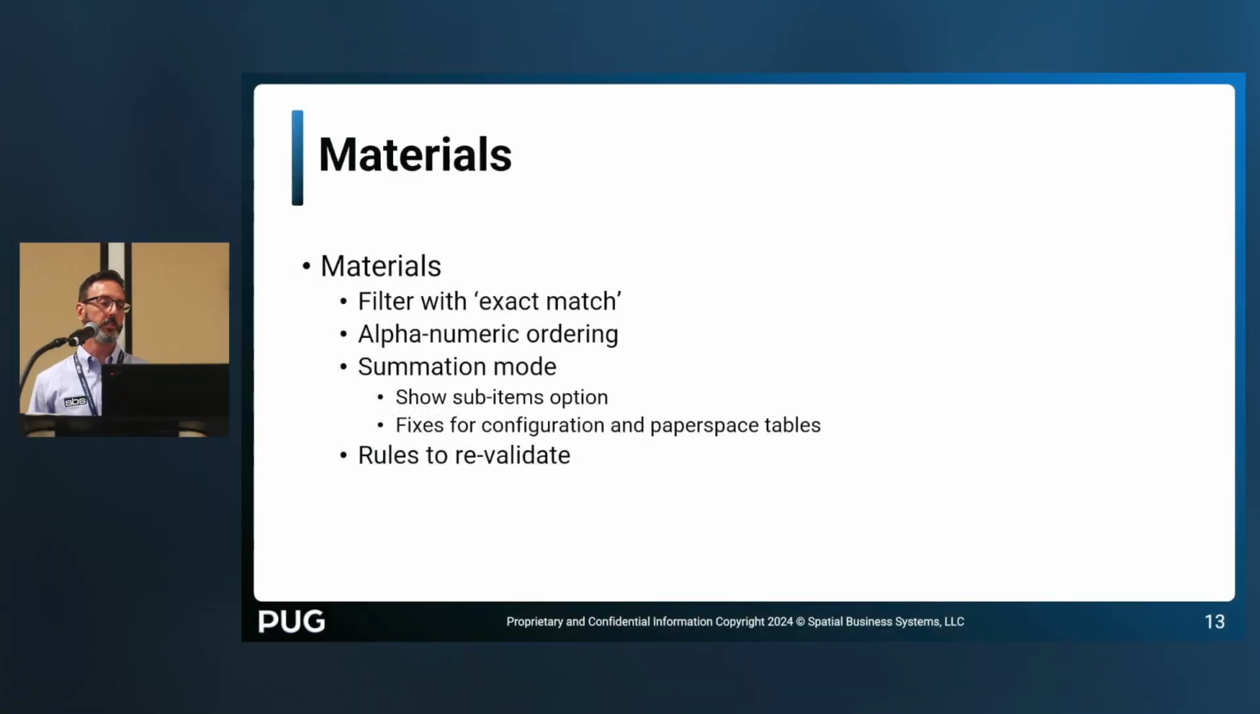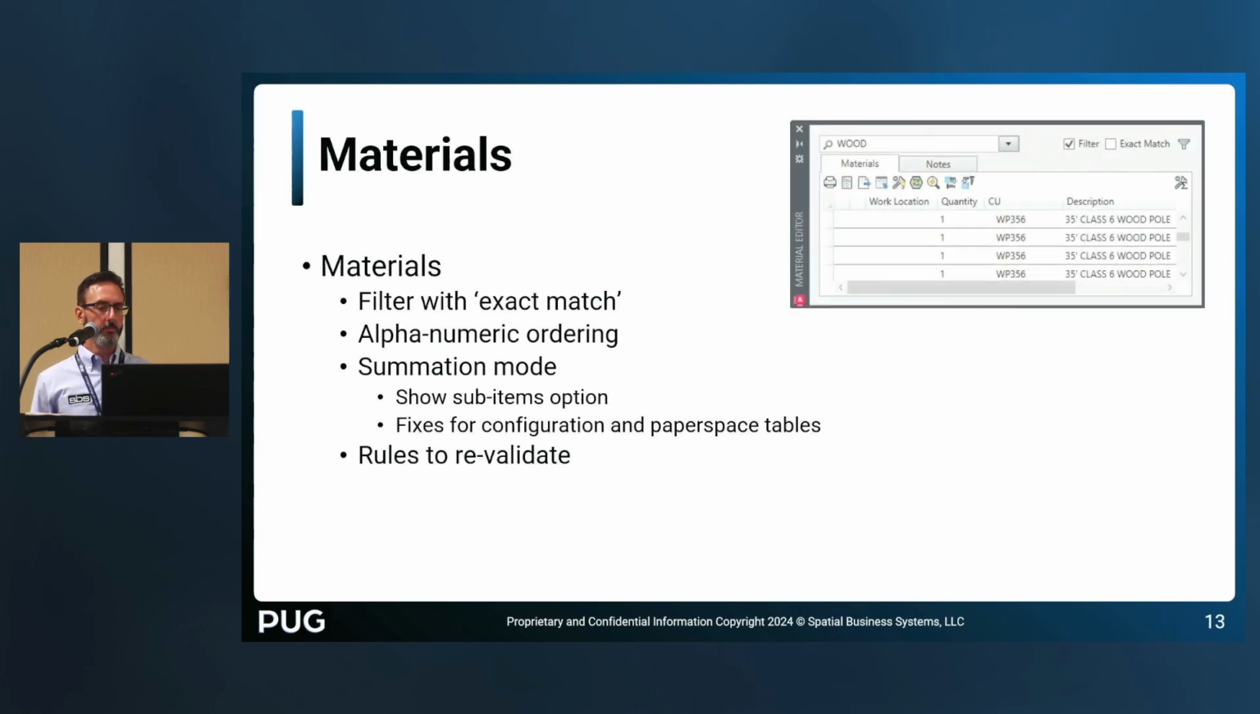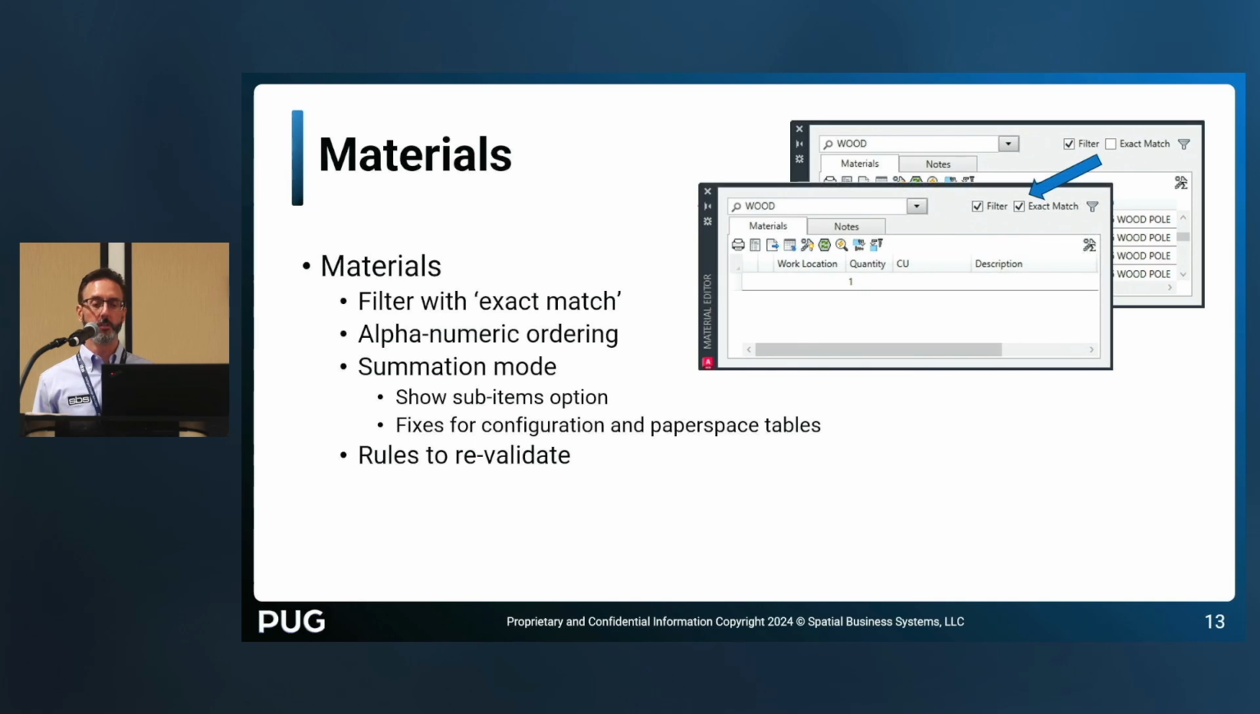So in the material system, we added an option for an exact match. So you may want to filter in the material list on a field that may have a lot of information in it, or you may have a field that has a very specific value that you need to search on. So we found in certain cases you may end up matching on a partial value and need an exact match. So there's now an option to filter on that exact match so that you don't get an incorrect match on your filter.